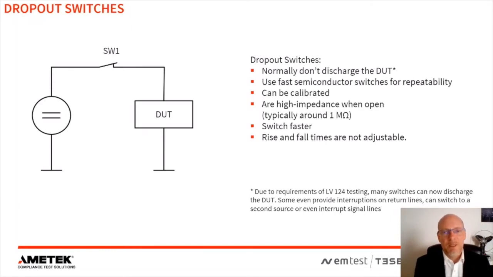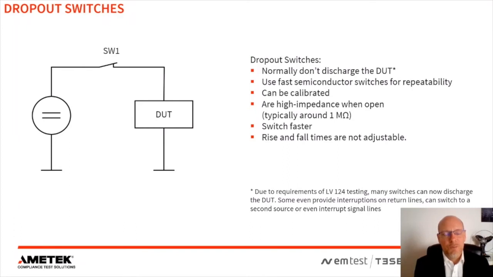So the exception I was talking about, where they normally don't discharge the DUT: there are some new requirements of LV124, for example, where you need to discharge the DUT. There's a secondary switch called S2 in the standards, negated to S1, that will rapidly discharge the DUT. It gives quite similar results to using a 4-quadrant amplifier.